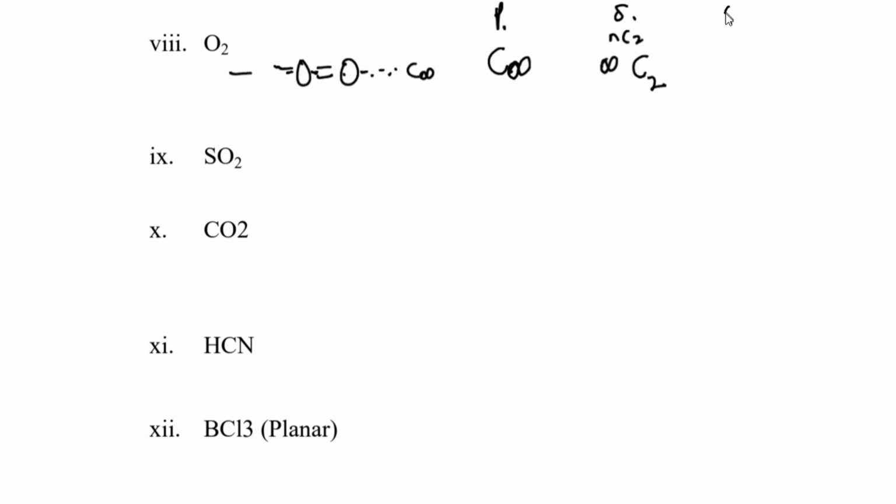So the next one is sigma H. Do we have sigma H here? Absolutely yes. So there's sigma H that is perpendicular to the principal axis. So we have that, even though there's sigma V also, but the point group is going to be D infinite H.